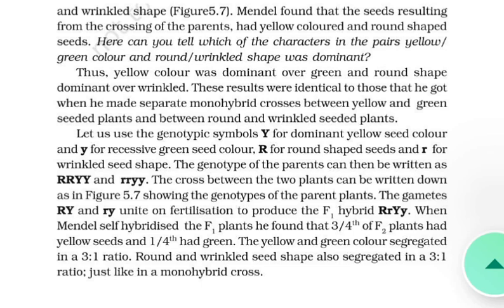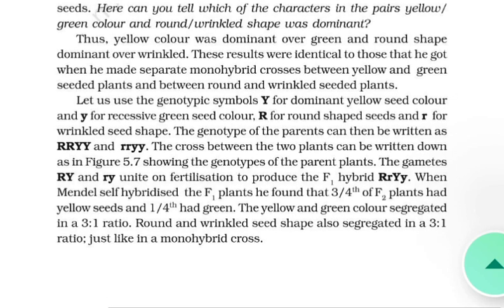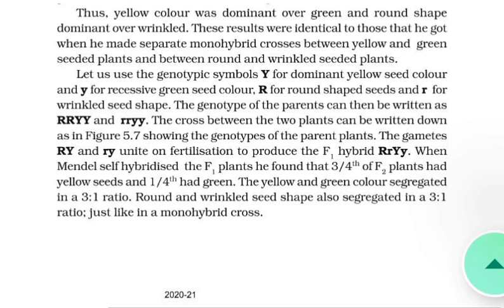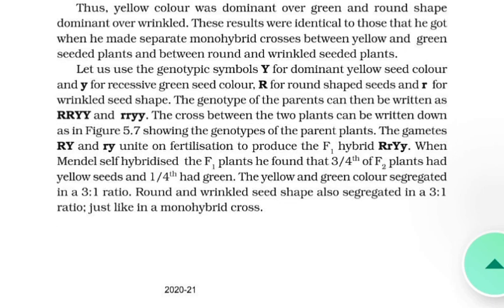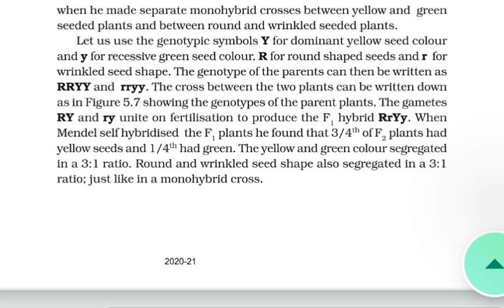Mendel also worked with and crossed pea plants that differed in 2 characters, as is seen in the cross between a pea plant that has seeds with yellow color and round shape, and one that had seeds of green color and wrinkled shape. Mendel found that the seeds resulting from the crossing of the parents had yellow colored and round shaped seeds.